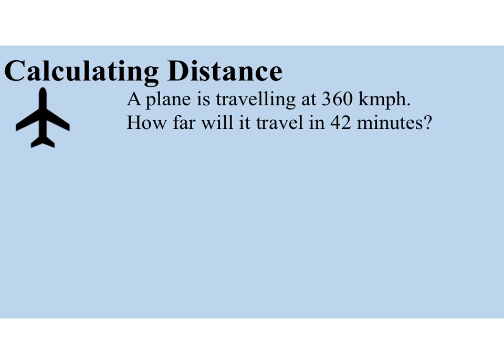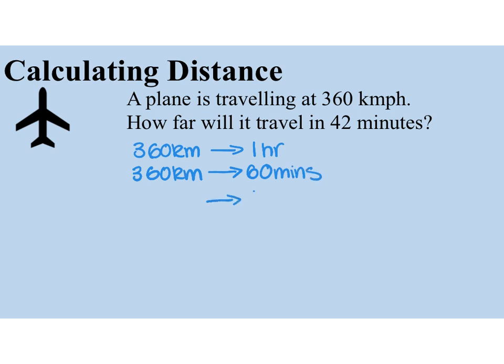For this next one here, we've got a plane. It is travelling at 360 kilometres every 1 hour. Now we didn't look at what the fraction was for 42 minutes, so I'm not sure what the fraction for this one is. So I'm going to use the method where I think 1 hour is the same as 60 minutes. So how far will it go in 1 minute? And therefore, how far will it go in 42 minutes?